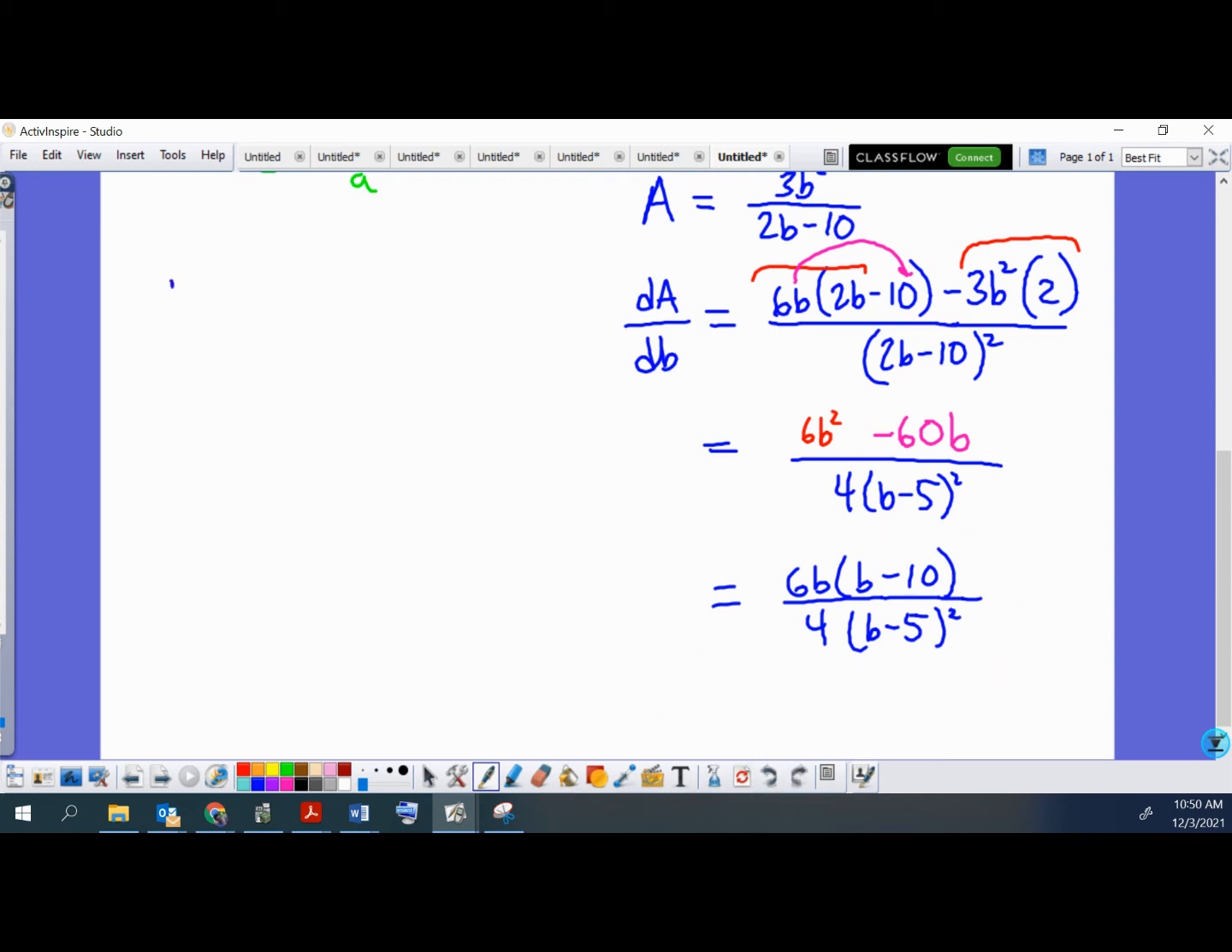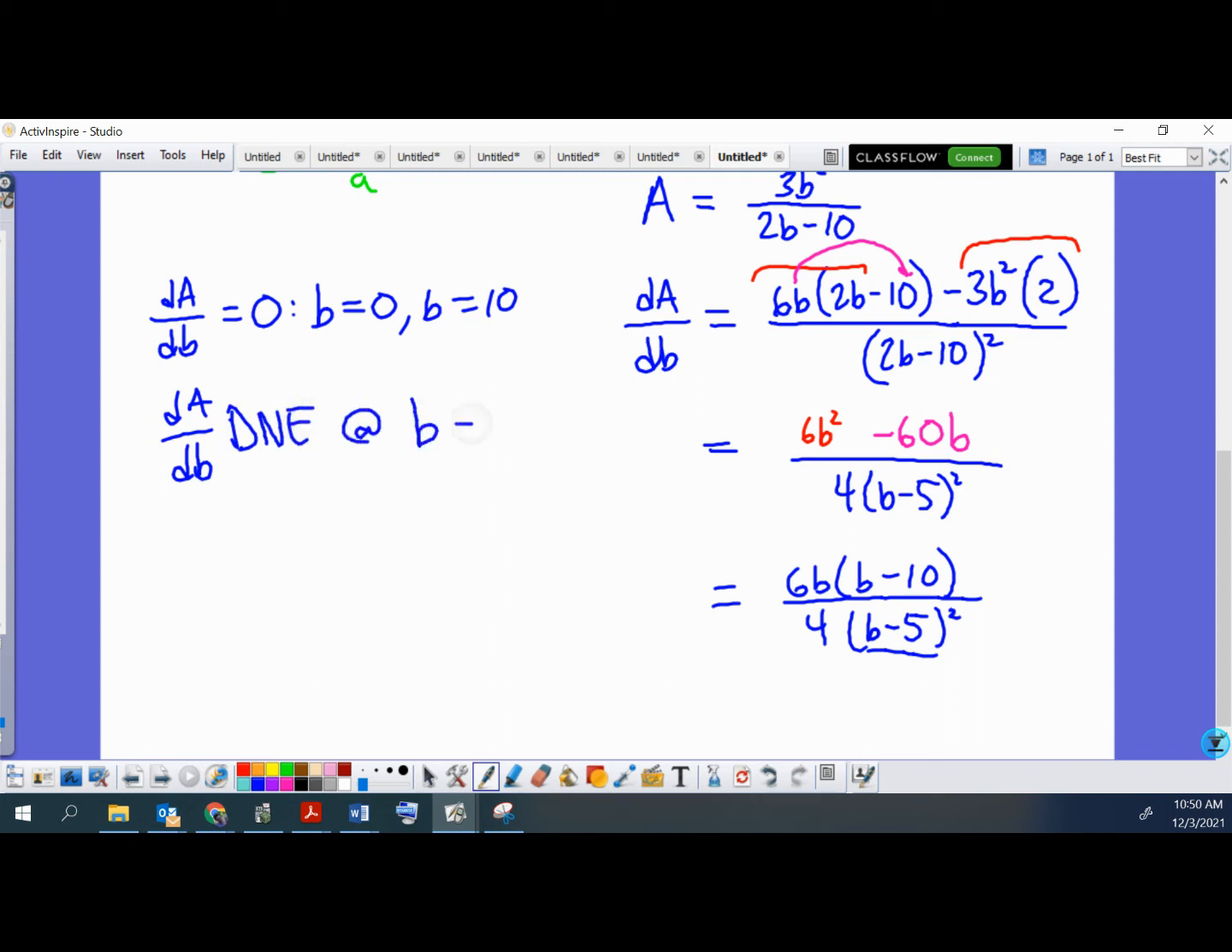So dA/db equals 0 at b equals 0 and at b equals 10. And it does not exist at b equals 5. And so those are my critical values here.